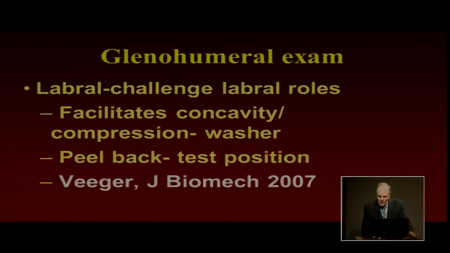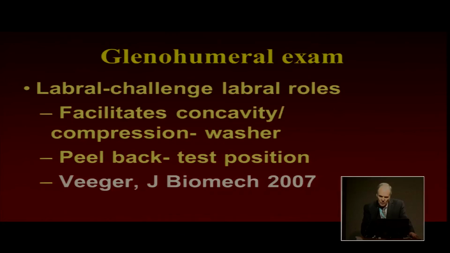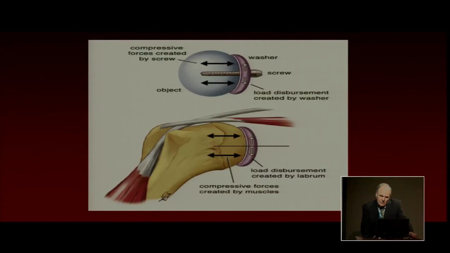And so when you do your testing, one of the positions you get it in is this external rotation. You put the pressure on the posterior, you do the peel back, and you see the effect of the biceps. So that's one thing, the labral role. This is this washer phenomenon right here, where in this model the screw is the compression mechanism. Here, the rotator cuff and the coactivation of the muscles provides the compression around this washer.